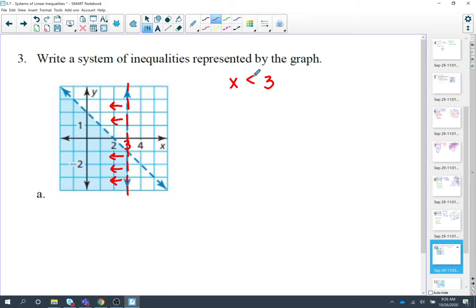Now also, is it less than or is it less than or equal to? And that's where we're going to look at the line and we're going to say, well, it's dotted. So if it's dotted, it's just less than. So that's the first part of our system. X is less than 3.